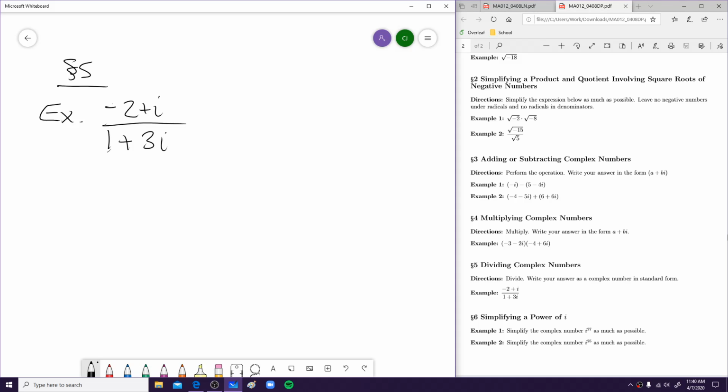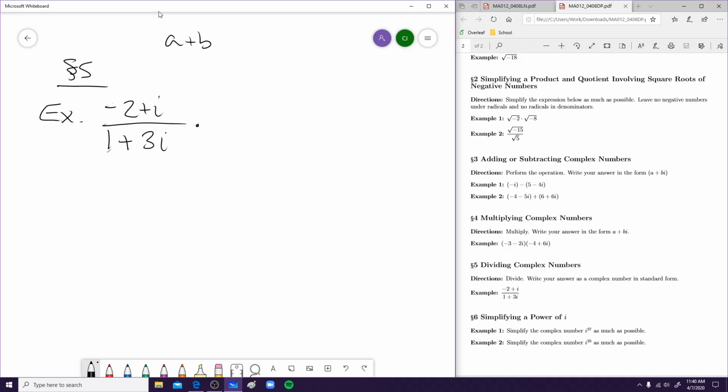Right? So a good rule of thumb, when you have a fraction you're dividing, you never want a complex number in the denominator. So just like radicals, we don't want them. So how do we get rid of them? For this one, we're going to multiply by the complex conjugate. So what is the complex conjugate?